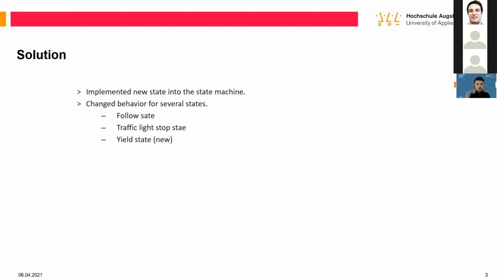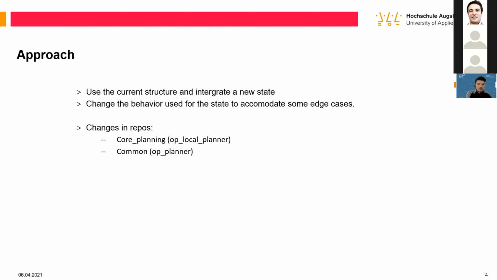The solution was to implement a new state into the state machine. Basically, the possibility for yielding was already there, so all I had to do was implement the yielding state. In the state definition, yielding was already available, so I implemented this one. It should say follow state, not follow state. Sorry, it was a little bit quick developing this presentation. Then I did some modifications to the stopping state and some modifications to the following state, which I'll go through in the following.